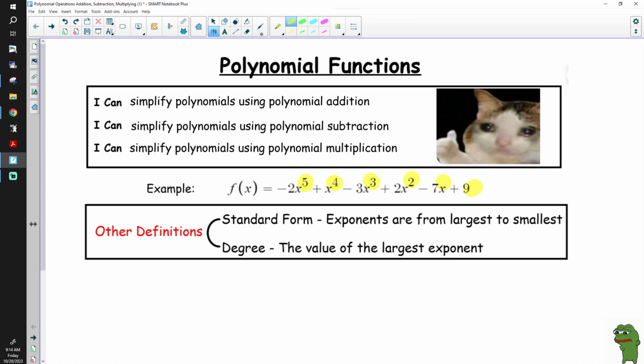Last thing that's just a good thing to know is the largest exponent in a polynomial is called its degree. So this would be a 5th degree polynomial. Okay? That's what I need you to know about polynomials.